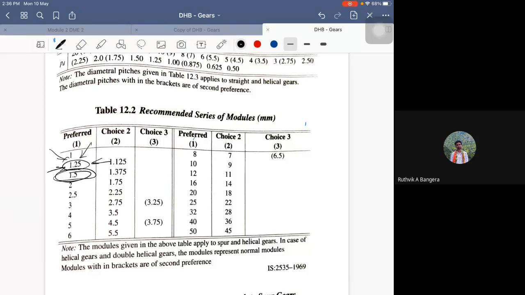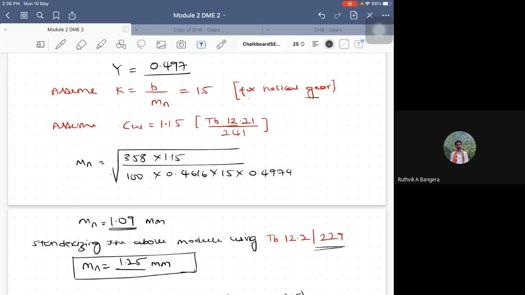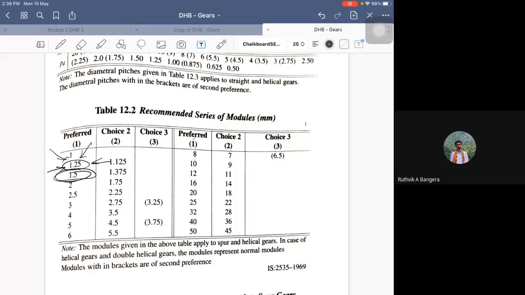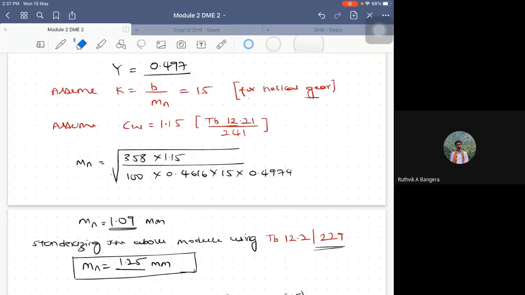Little nearer. What value have we got? 1.09, no? 1.25. Okay, first we'll take 1.25 and check for sigma, and if it comes lower than 100 megapascal, then it is fine. If it does not come below 100 megapascal, then we can increase to 1.5. Is that fine? Everyone, Mithun, Rutvik, Suhas, Raven. So first we will check for 1.25 because it is a preferred value and it is in the first column. Okay. Just check for 1.25 now.